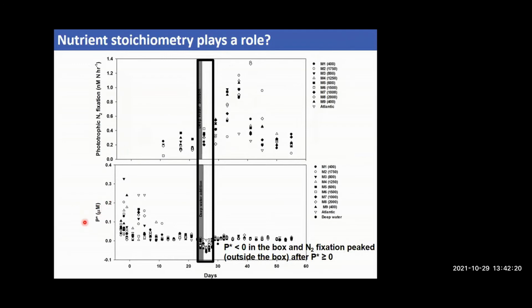Okay, and the nutrient stoichiometry plays a role. So again, if you look at the P star values, this is excess phosphate. So when the P star was negative, then the nitrogen fixation rates were still low. When the P star values return to original or somewhat positive values, then the N2 fixation increases. So the point that I want to make from this slide is that it is not the absolute phosphate that matters, rather it is the excess phosphate that matters, and that we can explain from the competition of the different organisms.